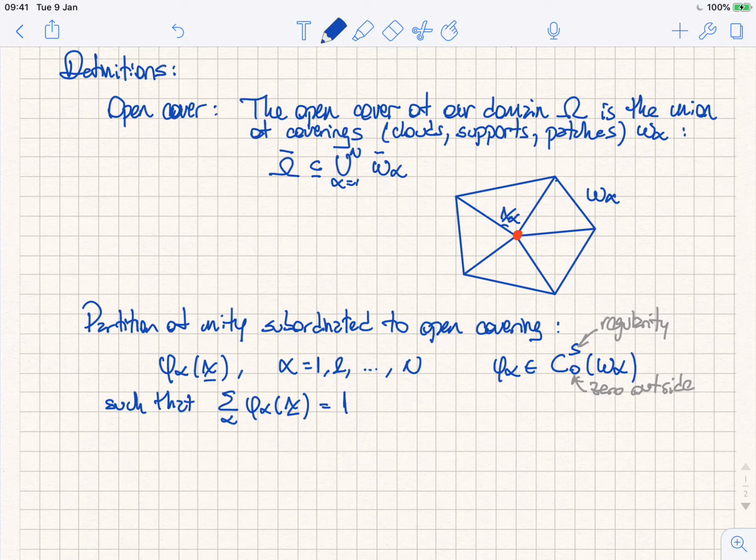It's 1 at the corresponding node and 0 at the other nodes. Yeah, that was the answer. So basically the function is equal to 1 at the corresponding node, and it's 0 at every other node. That is called the Kronecker delta property.